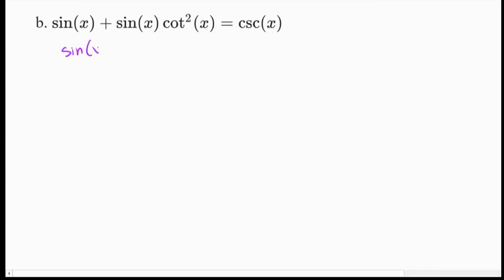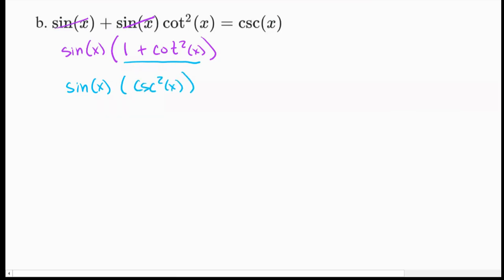So I pull out sine of x, and what I am left with, if I divide this by sine of x, I get 1. If I divide this by sine of x, I just am left with cotangent squared. And the reason that this is helpful is if we were to be looking at a list of our trig identities, we would see that 1 plus cotangent squared is the same thing as cosecant squared. So I can replace this now: sine of x times cosecant squared of x. And now this is going to help me simplify.